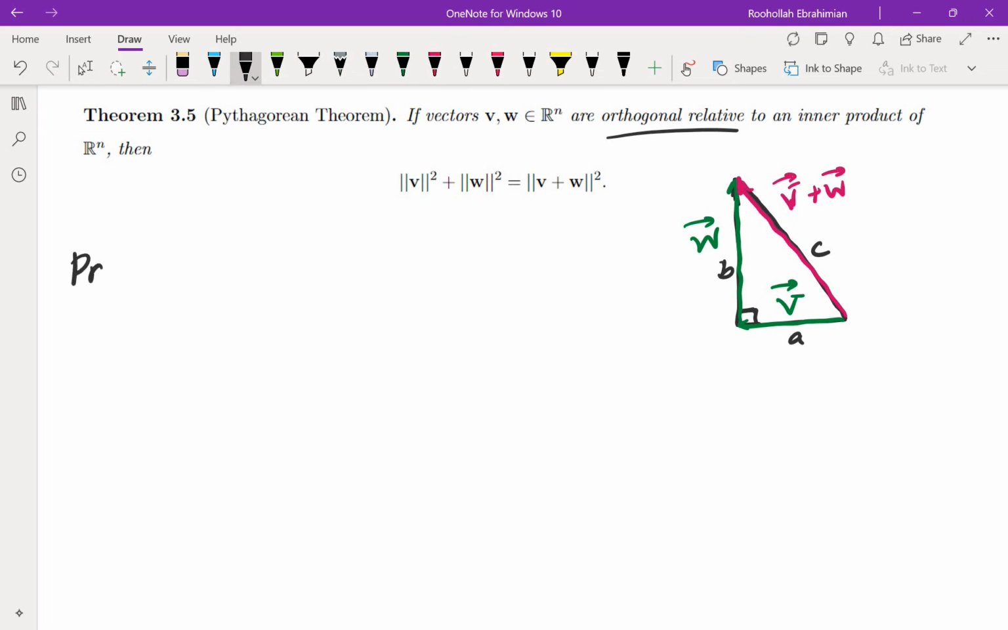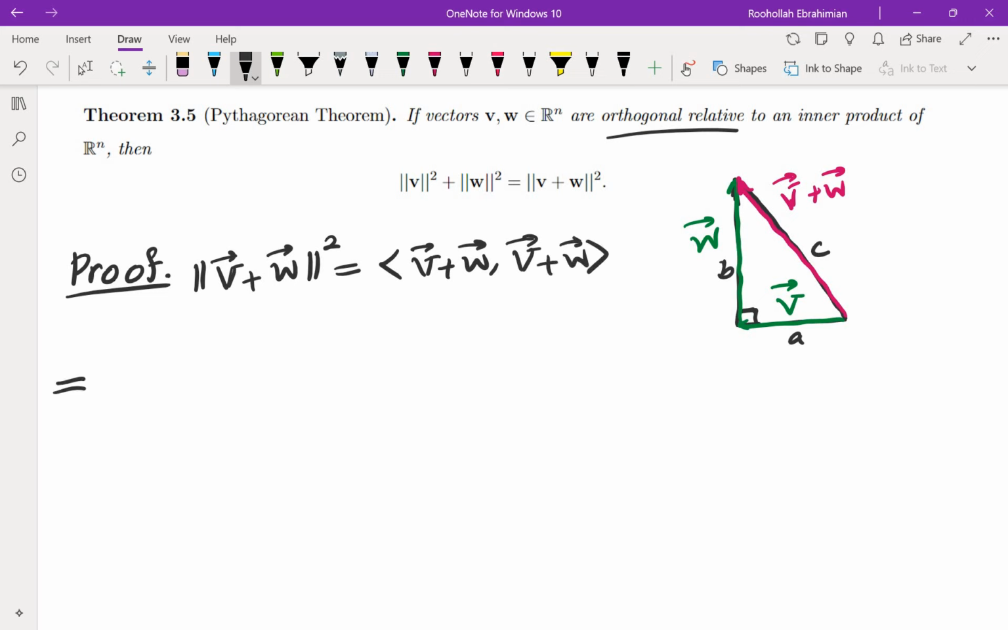Okay, let's actually prove this one. The proof is pretty straightforward. This is, I guess, an alternate way of proving the Pythagorean theorem, and in fact it can be proved in general, in any inner product, using any inner product. So let's start from the right side. This is equal to, by definition, the inner product of V plus W and itself.